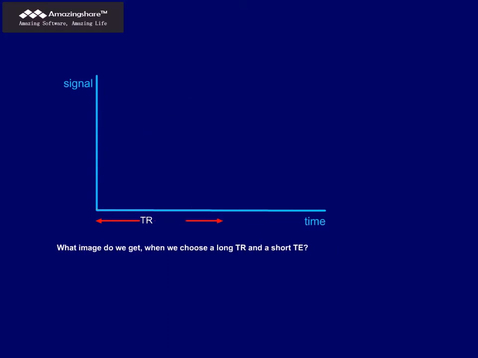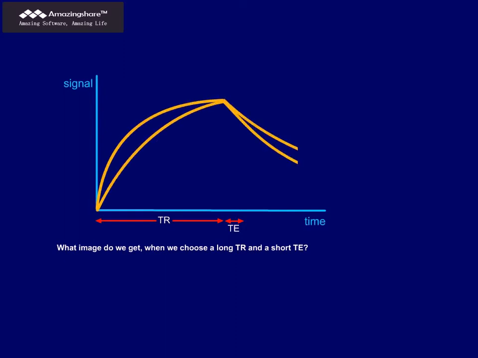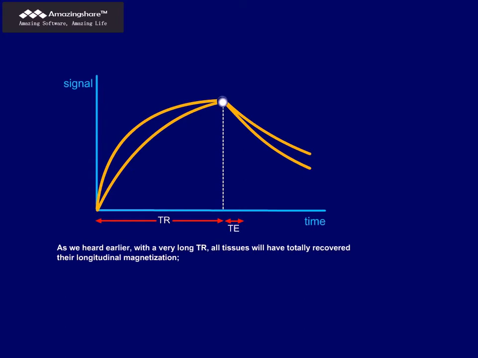What image do we get when we choose a long TR and a short TE? Here are the T1 and T2 curves for two different tissues. As we heard earlier, with a very long TR, all tissues will have totally recovered their longitudinal magnetization. Differences in T1 of the tissues examined will not influence the signal, as enough time has passed by to allow even tissues with a long T1 to relax totally. So when we choose a long TR, as we just said, then differences in T1 do not really matter.